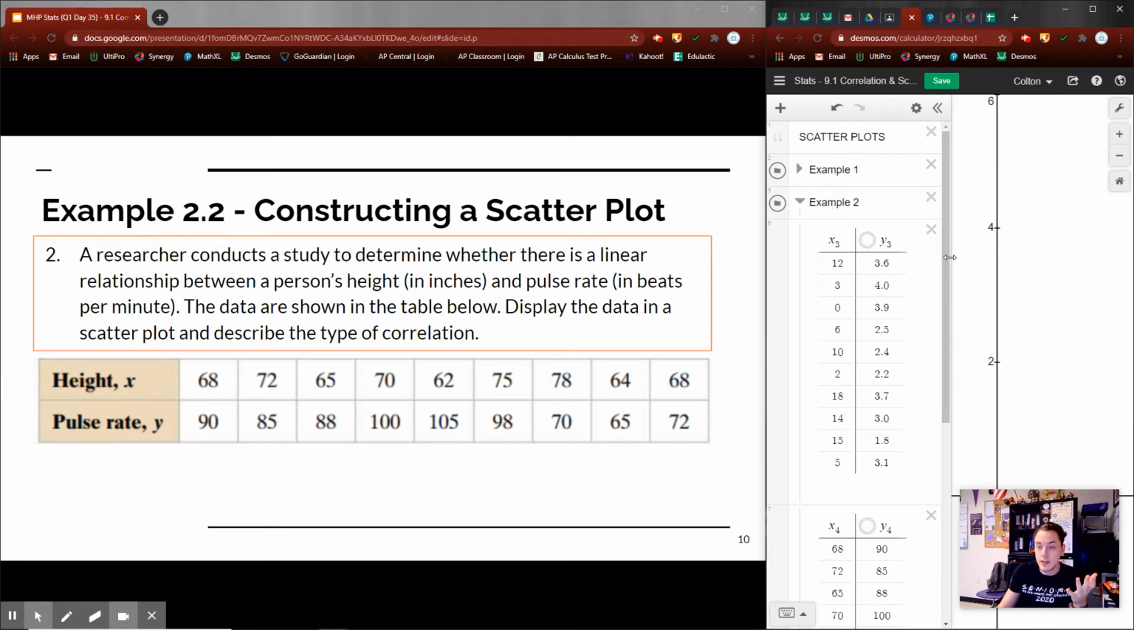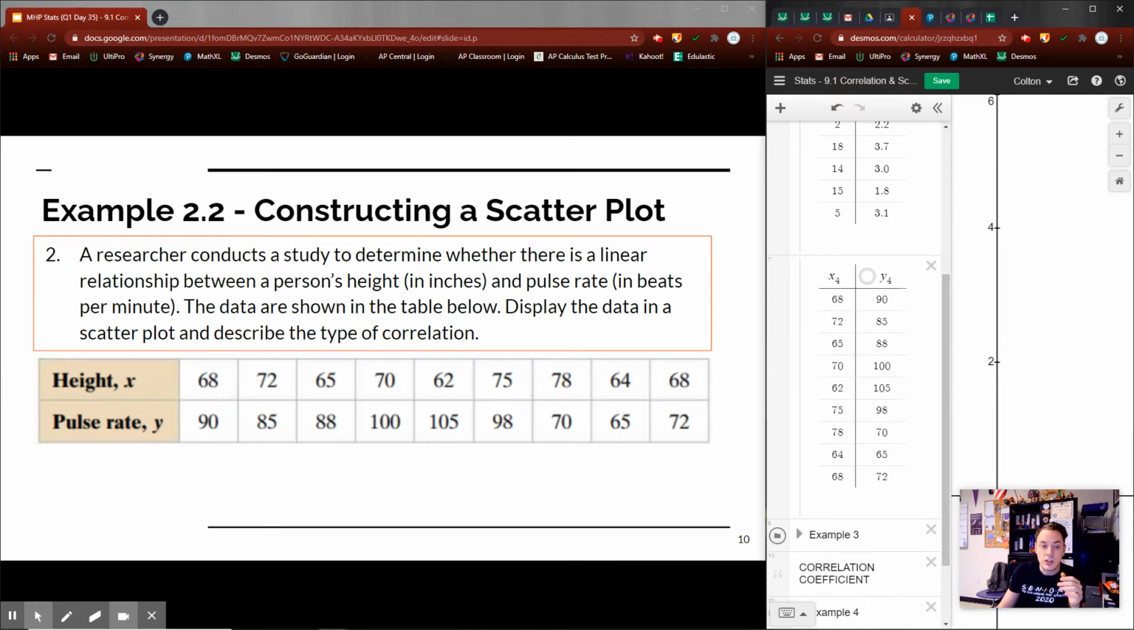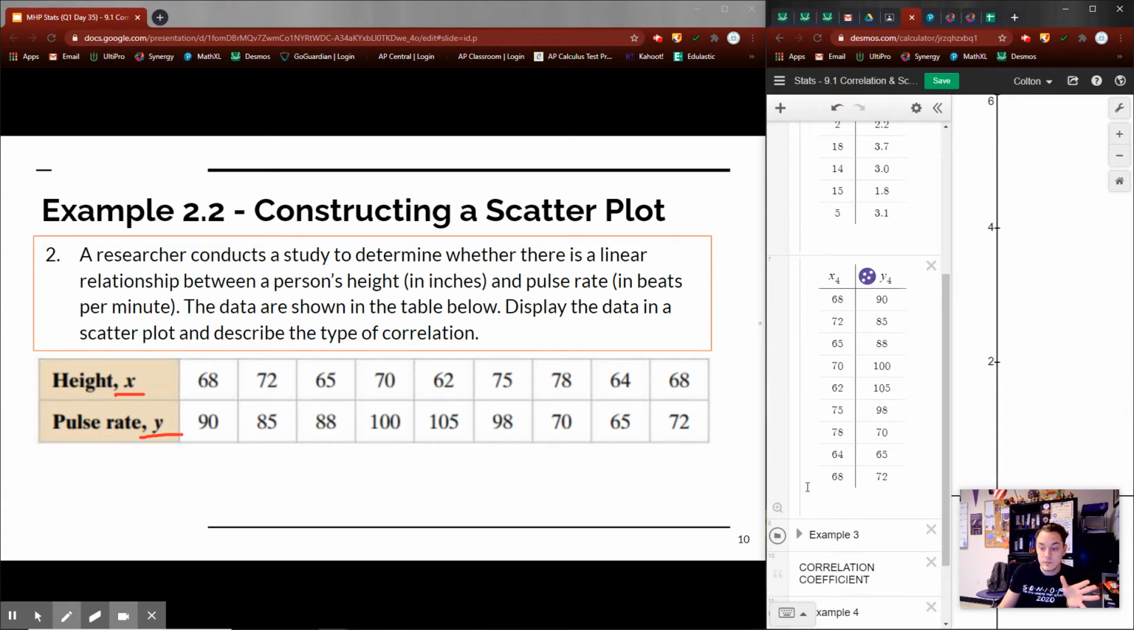Example 2.2. Let's scroll down and let's do this. This is my other example. A researcher conducts a study to determine whether there's a linear relationship between a person's height and the pulse rate. So do you think that there will be a linear correlation? This is my X, this is my Y. Okay? You can kind of tell just by looking at the table, the X's and Y's, if there will be a linear correlation. And if we click on it, we could do zoom fit.